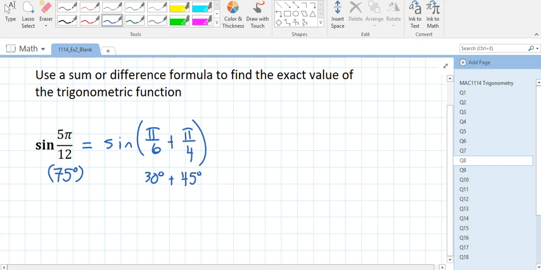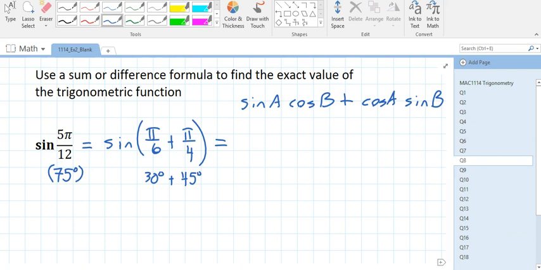But we're not done because we want the exact answer. The reason why we took this 5 pi over 12 and broke it apart into these guys is because we know pi over 6 and we know all the answers for pi over 4. So we go to our formula and we use it. What is the formula for sine plus two angles? All we have to do is fill that information in. You follow me on that?